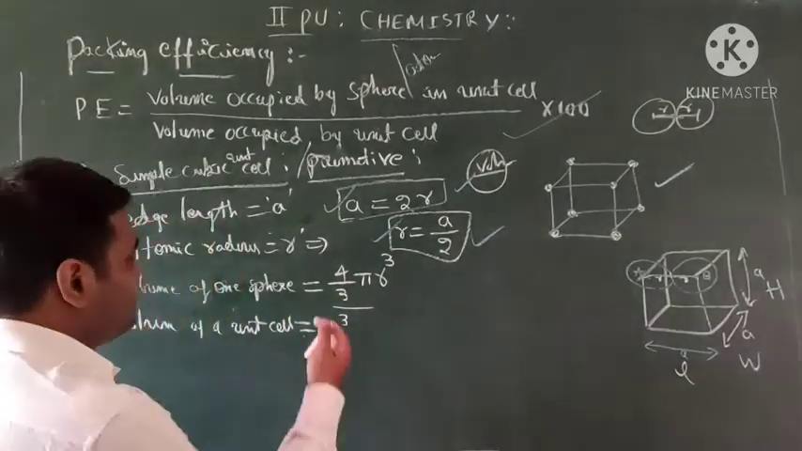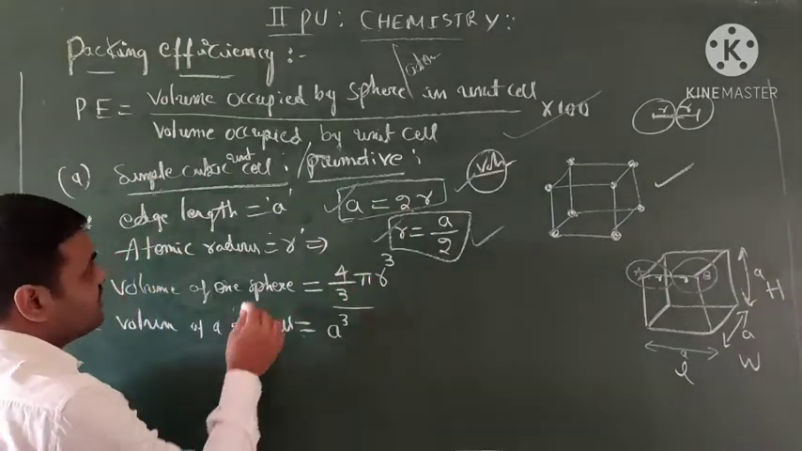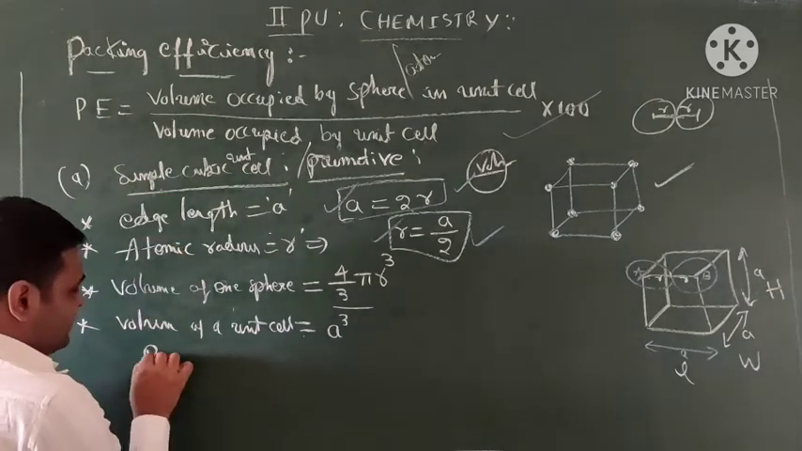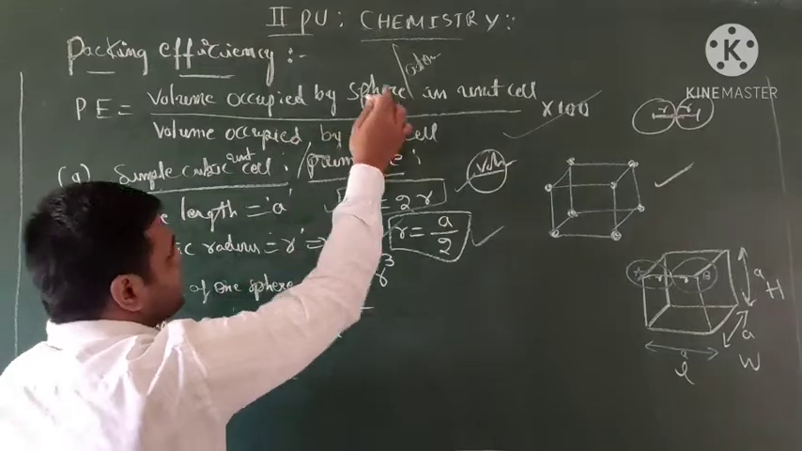You can choose any method to get it solved. The first one we get solved is packing efficiency, the volume occupied by a sphere.